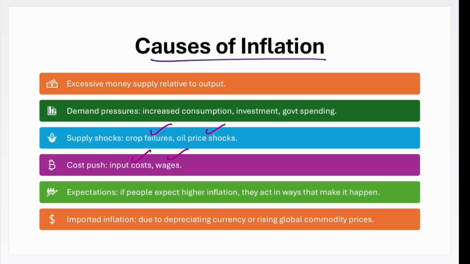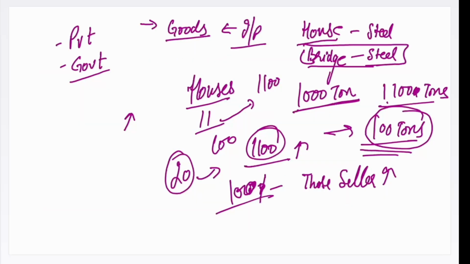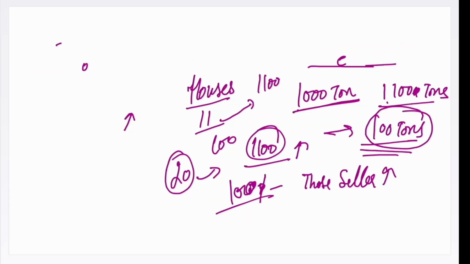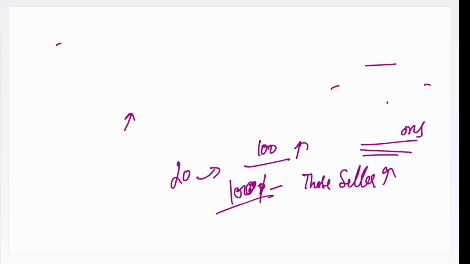Then there is a concept called imported inflation, when the currency is depreciating. Let's understand that also. Now let's suppose that India is import dependent vis-a-vis crude oil. So India is highly dependent on crude oil for getting petroleum out of it, so India imports crude oil, right?